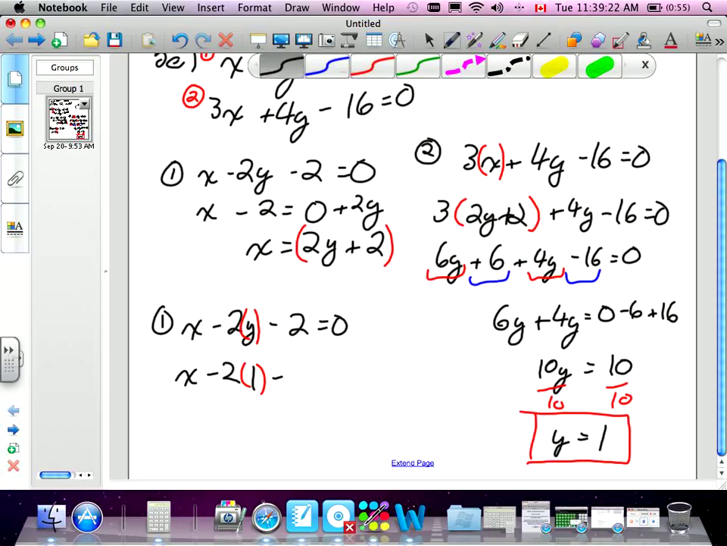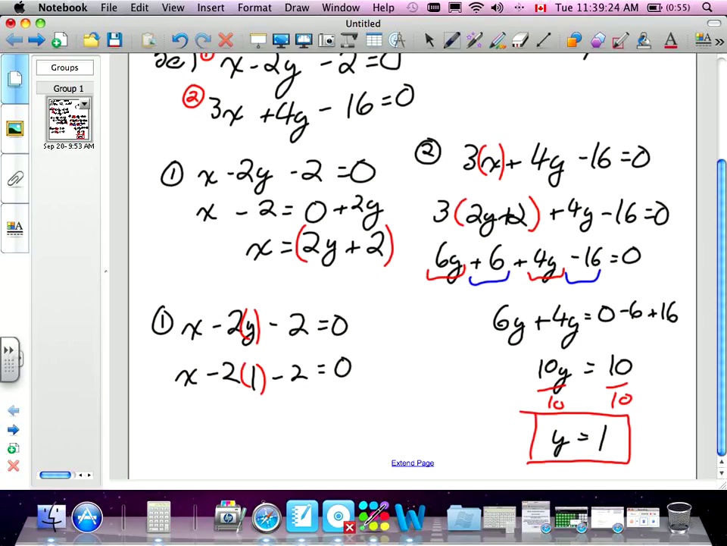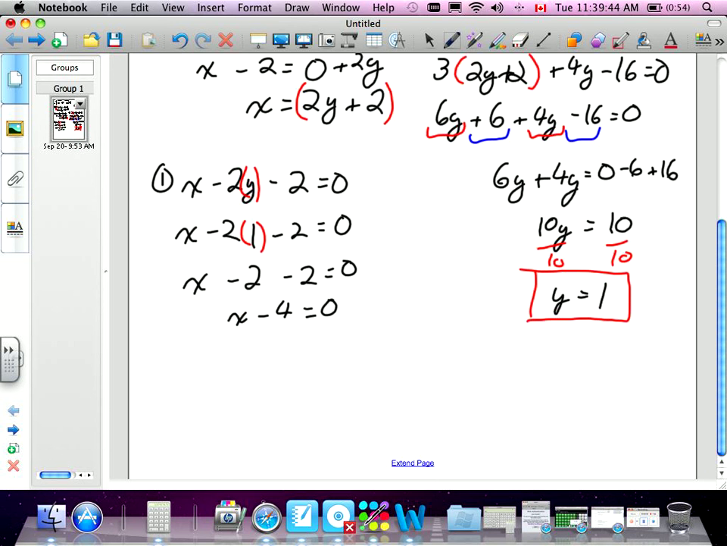Minus 2 equals 0. Okay? So, 2 times 1 is, negative 2 times 1 is negative 2, minus 2 equals 0. Combine like terms again. Negative 2 minus 2 is x minus 4 equals 0. And finally, we need to get x by itself. So when I move negative 4 to the other side, it becomes positive 4. So x is equal to positive 4.